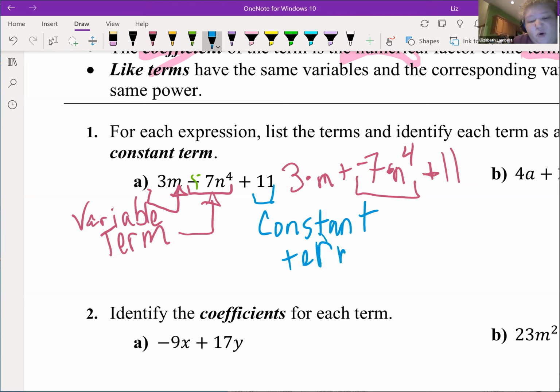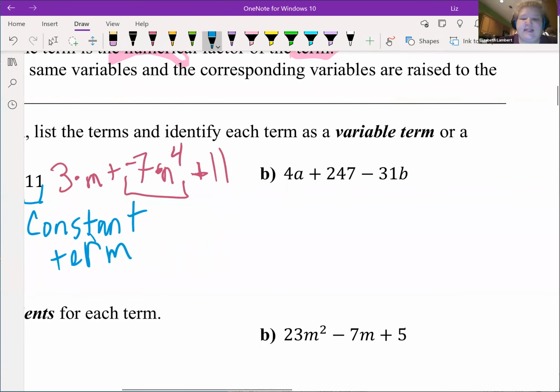Now, I can write as many constant and variable terms as I want. So I could have plus 11 minus 3 plus 7 minus 4.2. Doesn't matter. We could combine the constant terms as they are like terms because there are no variables on them. So we're going to get to that in a minute.